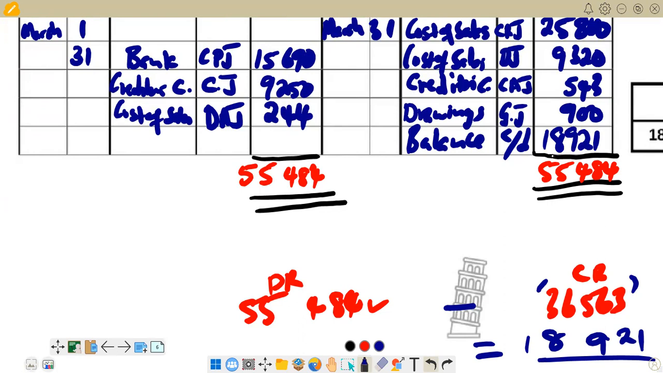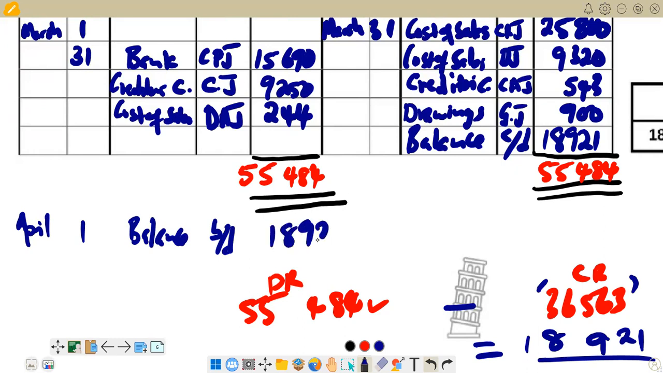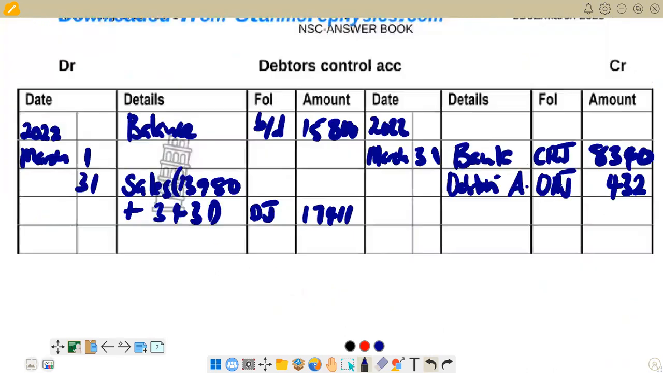So this one will come as balance CD, 18,921. Obviously now the balance BD will come on the opposite side, below the double line. So you come here and you put your date. Your date will be the first day of the next month, which is April 1. And on the details, we are saying balance, folio BD. And then we put the same figure that we have for CD, which is 18,921. So that's what we have in terms of balancing this one. And then we can go to the next one, which is this one.